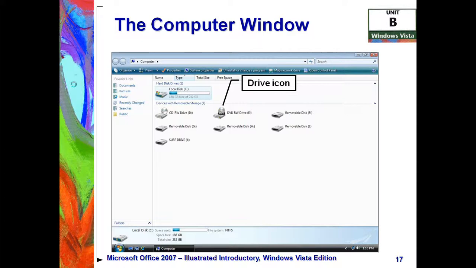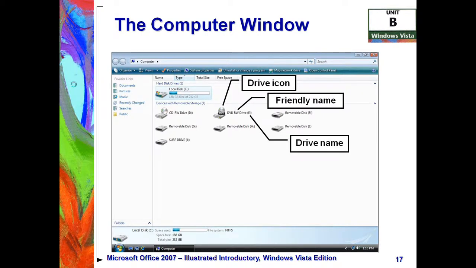This shows you a little bit about the computer window, and this is a Windows Vista example, and shows you that there's the drive icon, the friendly name, and the drive name, and that is typically so that you can identify what each of those drives are. In Windows Vista, they came up with the address bar, so you can actually see the file hierarchy that we talked about during the last video, so you can see where you currently are.